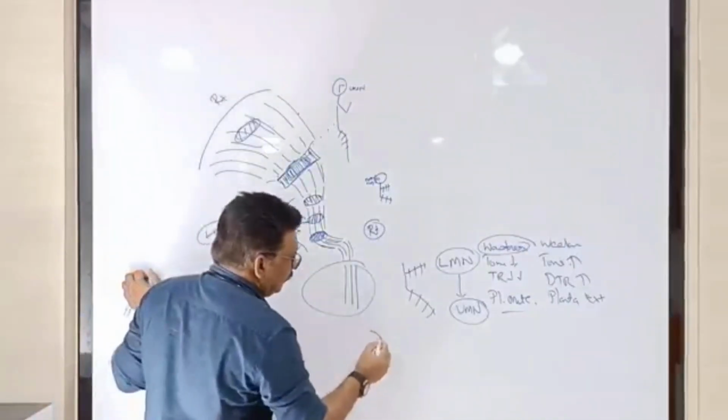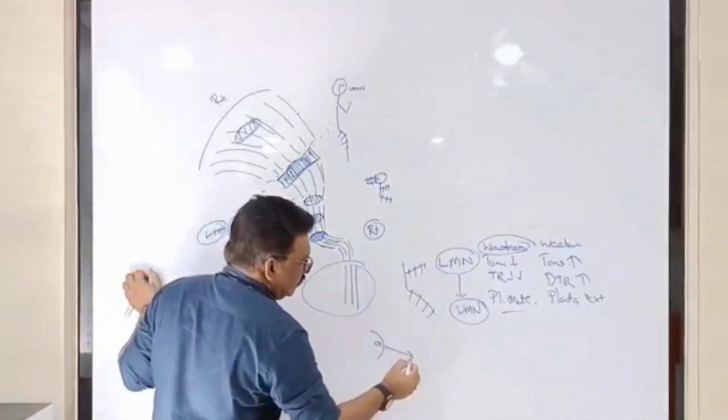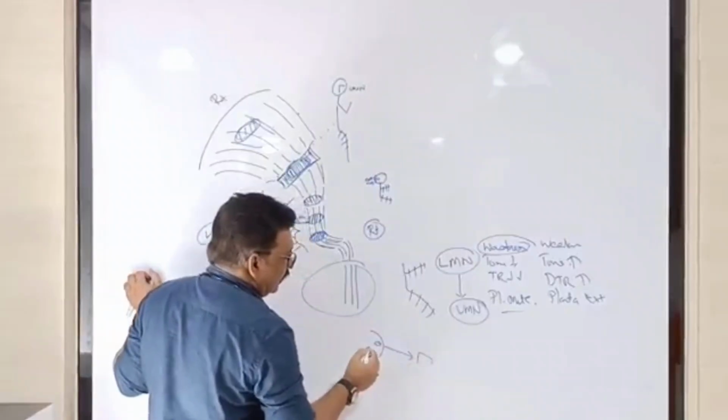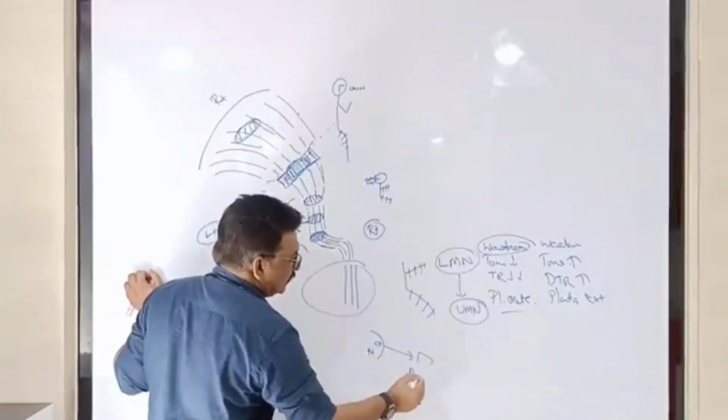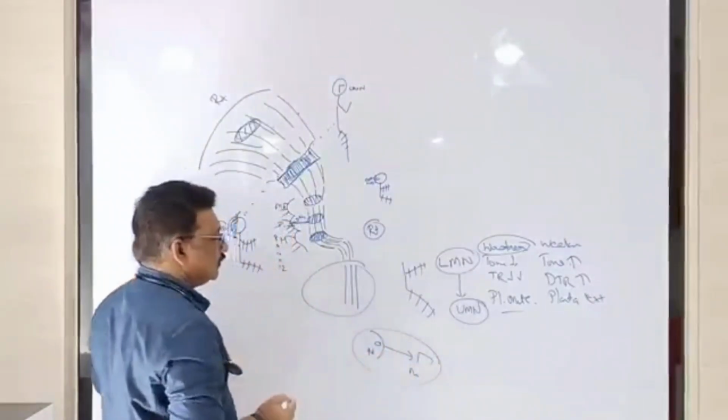And the last part will be the neuromuscular junction to muscle: how to diagnose neuropathies and myopathies. That will be the last part of localization of lesions.